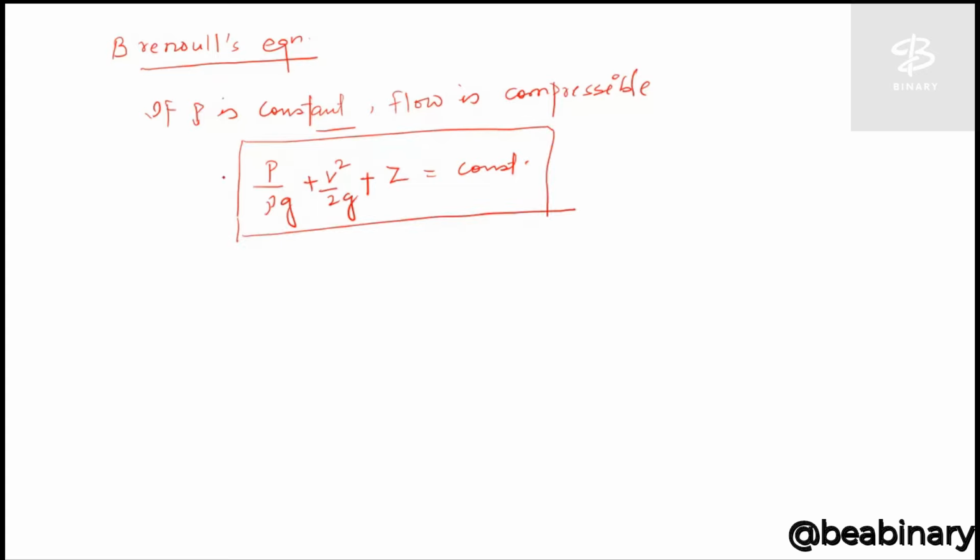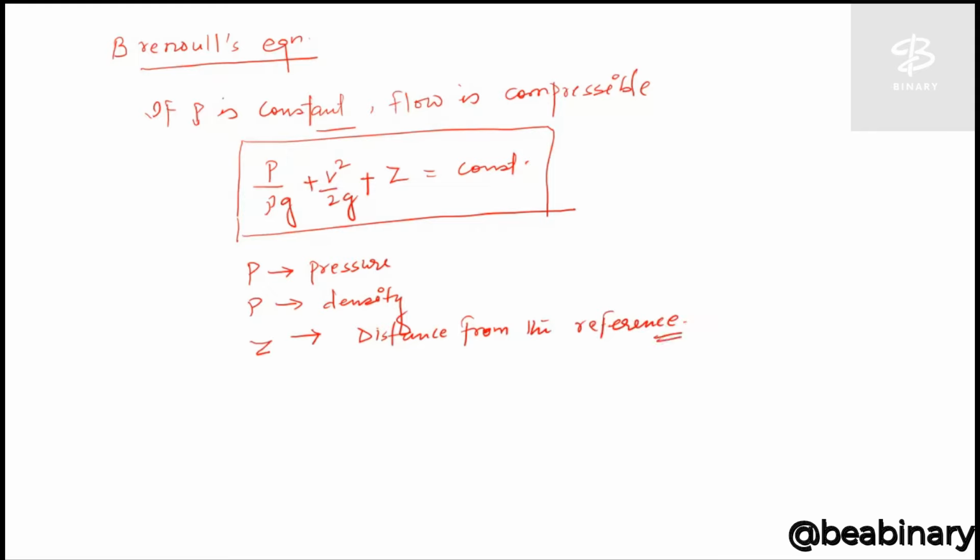Where P is my pressure, rho is my density, and Z means distance from the reference.